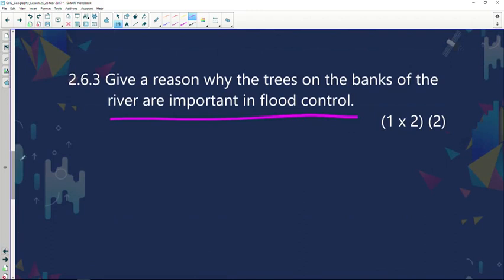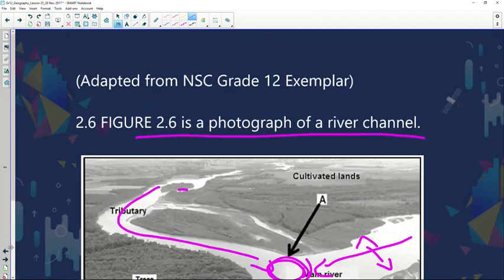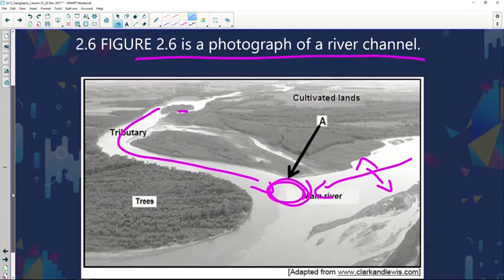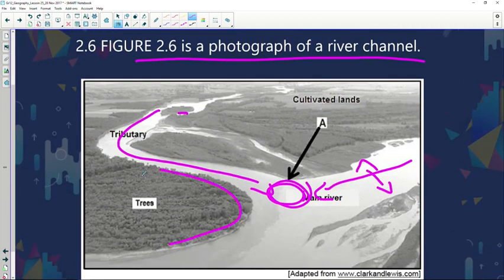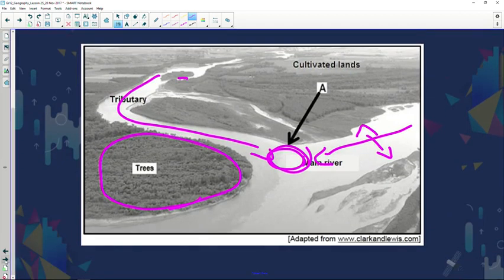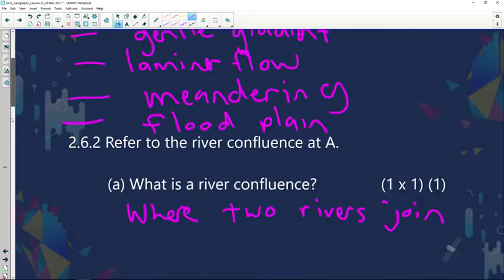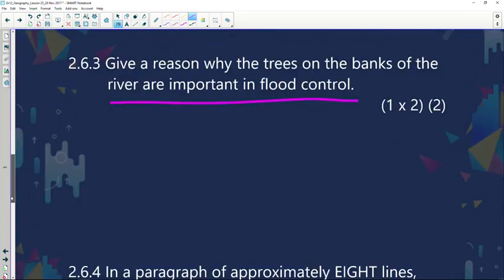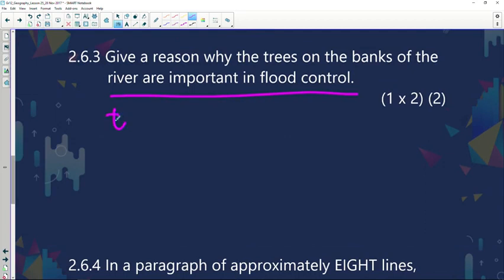Now, if we quickly go and identify the trees on the bank, they're situated over there, as you can see on the bank of the river. It's quite a huge number of trees. The first thing that comes to mind is vegetation. What does vegetation do? It promotes what? Infiltration. So the first thing that we can mention over here, the trees' roots will absorb some of the water.